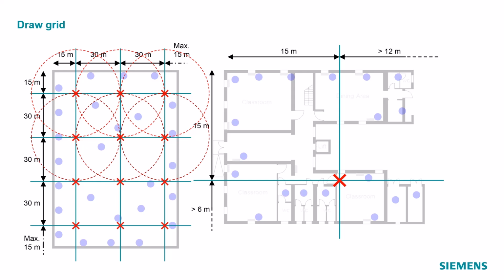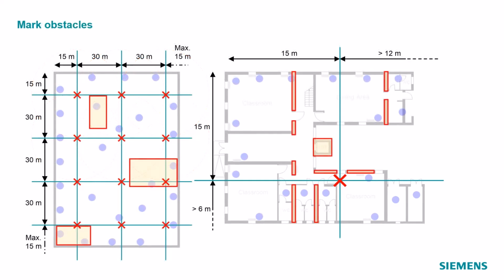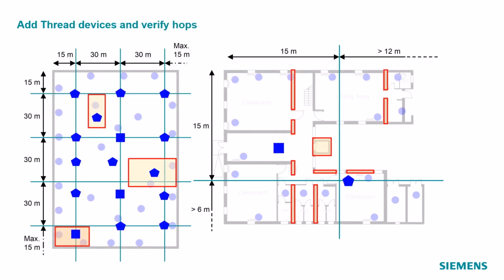Mark large obstacles on the floor plan which can block the signal path. Adjust grid points to lead the signal around large obstacles and add extra devices to ensure a strong signal as needed. Assign the first border router to a suitable point on the grid, assigning mesh extenders to the remaining points. Verify the maximum hops from actuators to the border router. Add extra border routers if the number of hops is larger than 3.